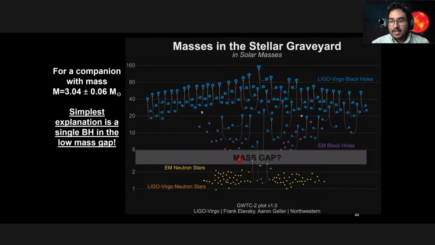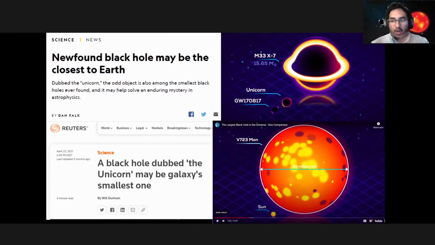The unicorn is in fact the closest black hole observed to date, and it is also one of the smallest. It is clear that the discovery of this system and J521, highlighted here in red, will help astronomers study the formation of compact objects in the so-called mass gap. Unicorn.